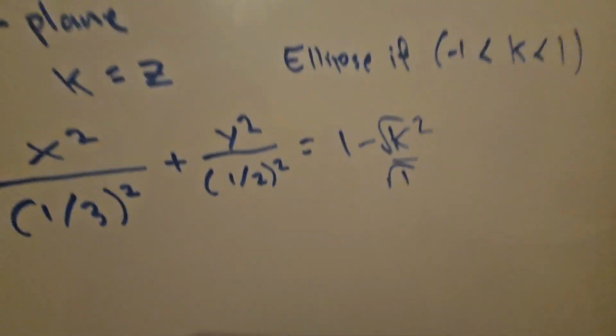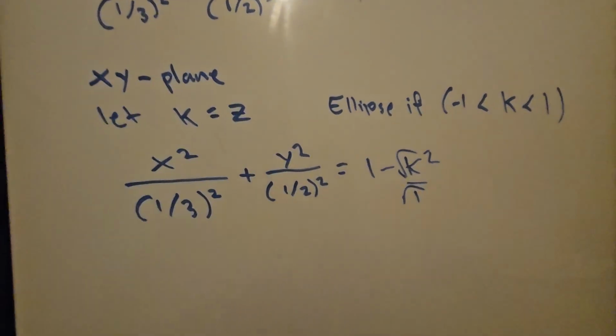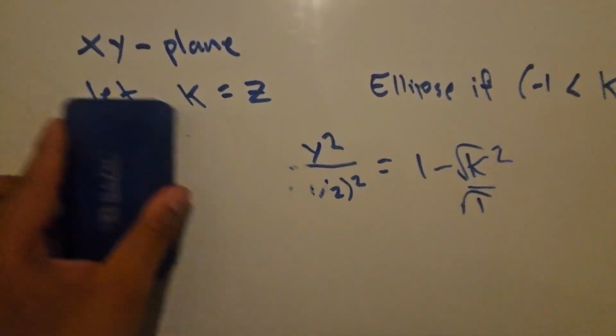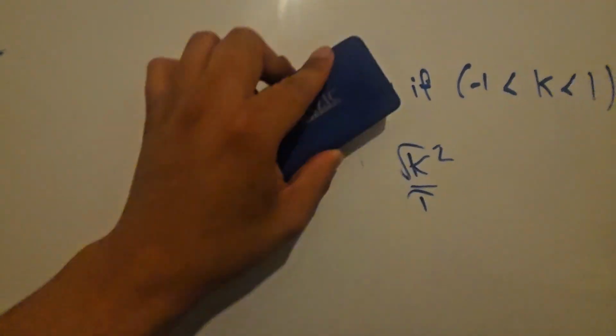Go ahead and copy this down because I'm going to have to erase it now. So let's erase it. That's your x and y plane. So go ahead and copy that down. So we did x and y. Now we're going to do the yz plane.